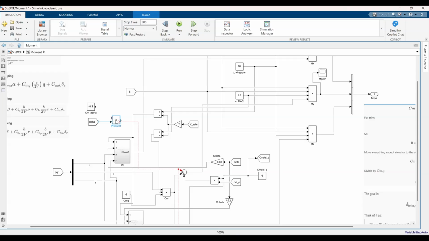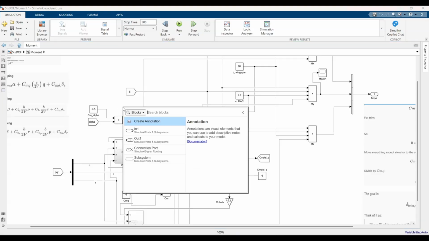Now, if you don't know what each of these variables are, like what is CM alpha and things like that, if you remember, I gave you a cheat sheet last time. You can make use of that. If you don't know, do check out the previous episode to grab that cheat sheet and use it wherever you like.